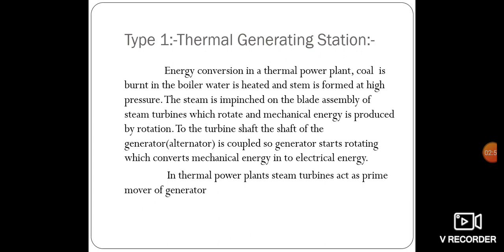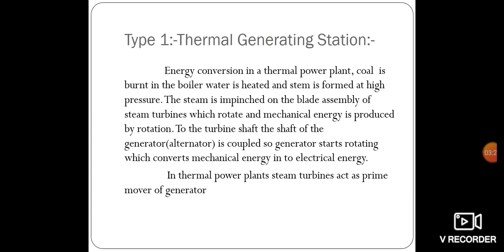Coal is burned in the boiler and boils water. Water is heated and steam is formed at high pressure. The steam is impinged on the blade assembly of steam turbines, which rotate, and mechanical energy is produced by rotation. To the turbine shaft, the shaft of the generator or alternator is coupled, so the generator starts rotating, which converts mechanical energy into electrical energy.